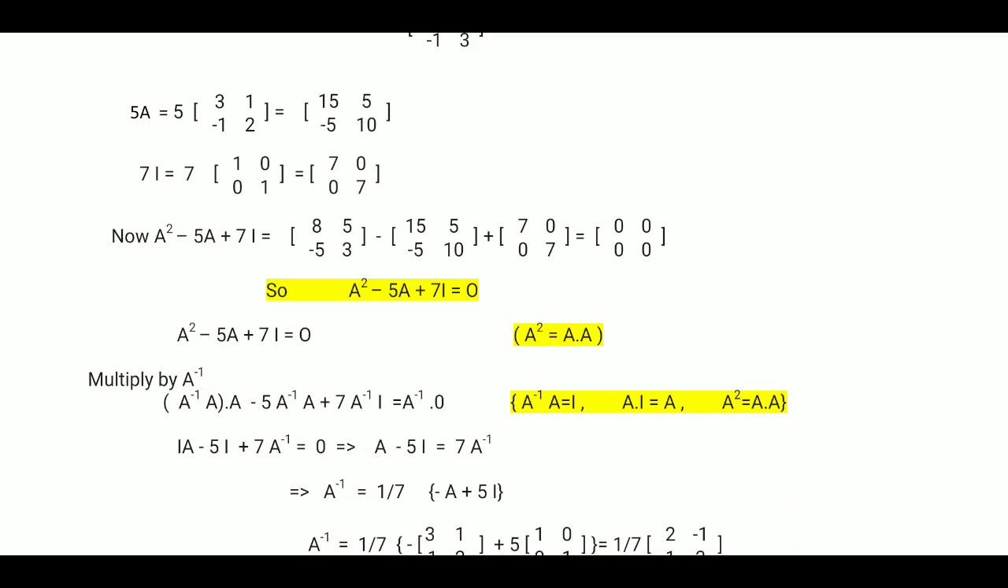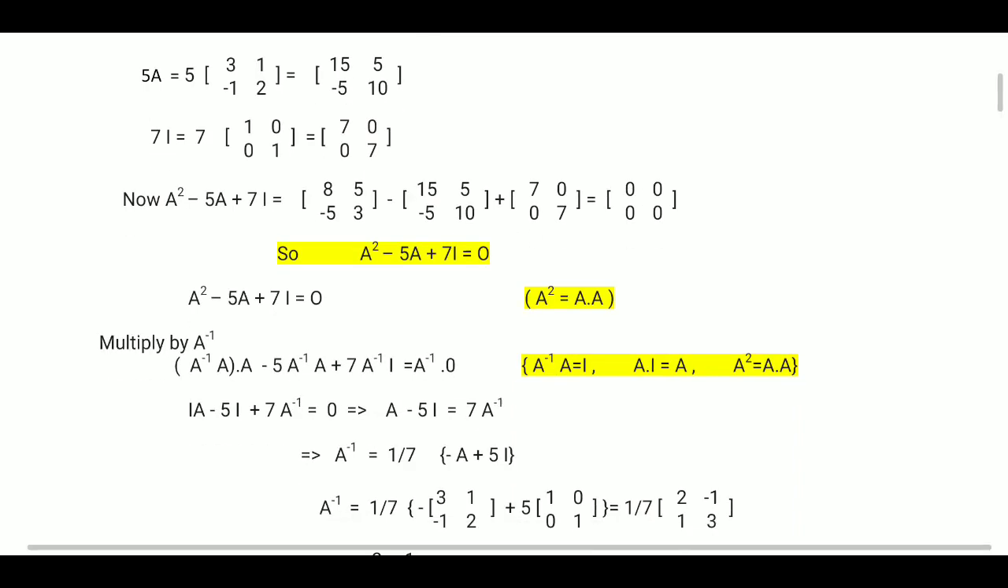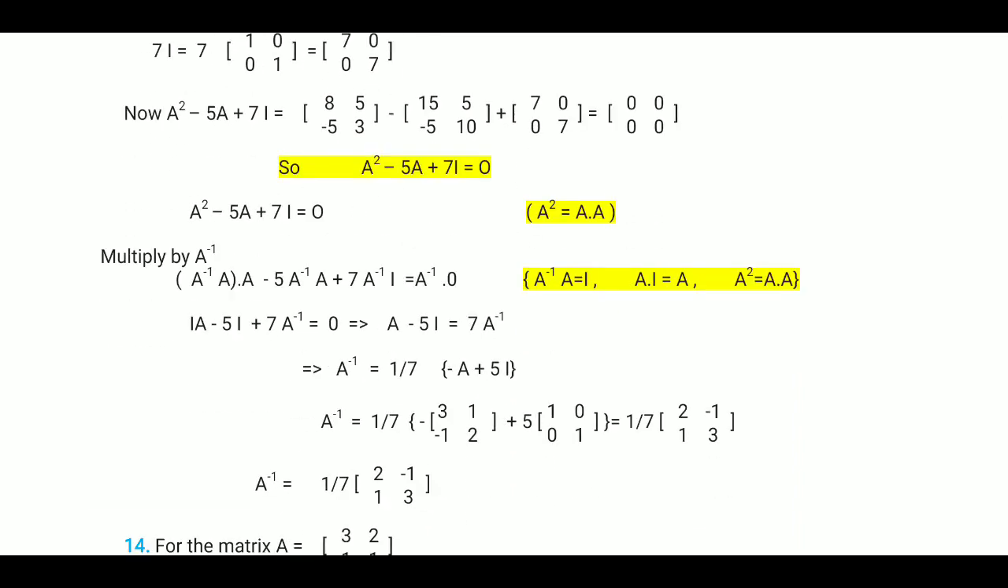This will become I into A minus 5 A inverse into A, and that will give us the identity matrix. So this will become minus 5I plus 7 A inverse into I. A inverse into I will become A inverse. So it is 7 A inverse. A inverse into the 0 matrix, we get the 0 matrix. So taking one side, the A inverse term, we get 7 A inverse is equal to A minus 5I.